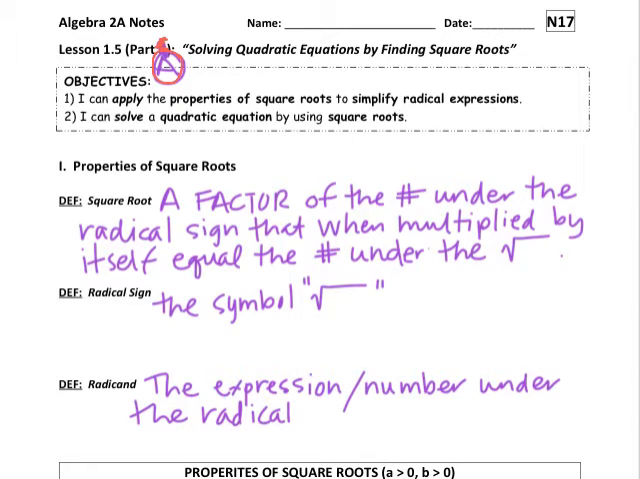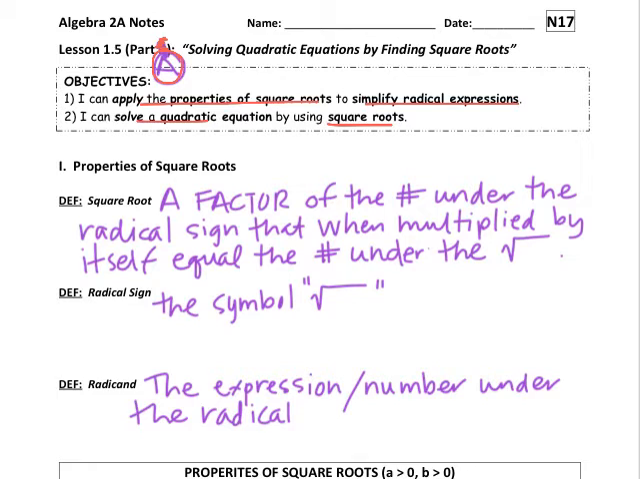The objectives for part A of lesson 1.5 are applying the properties of square roots to simplify radical expressions and solving a quadratic equation by using square roots. So we're going to go through a few of the vocab terms that you need to know for properties of square roots, and then we're also going to look at a few of the properties of square roots.